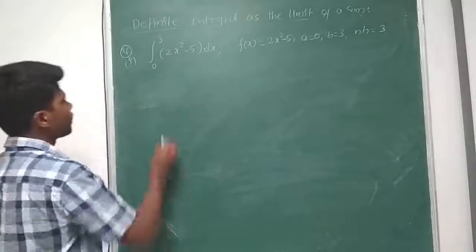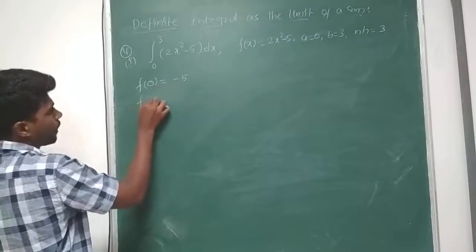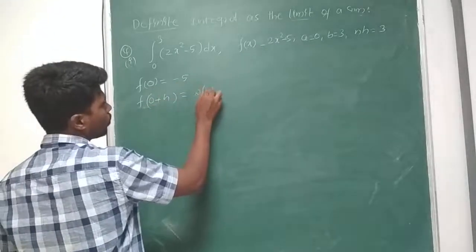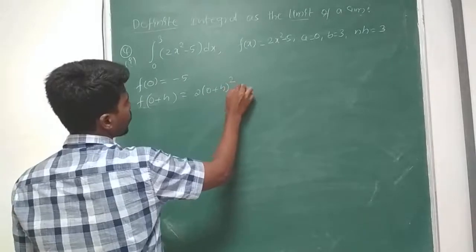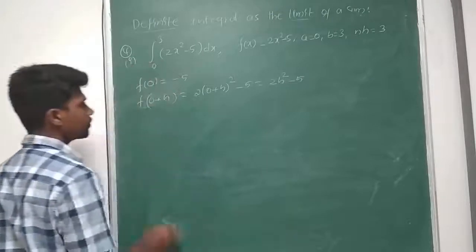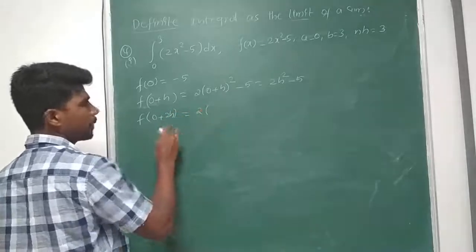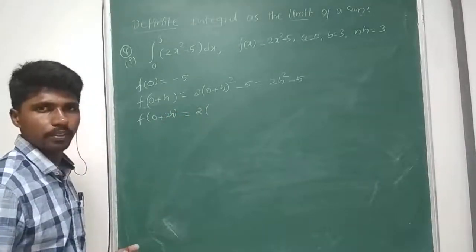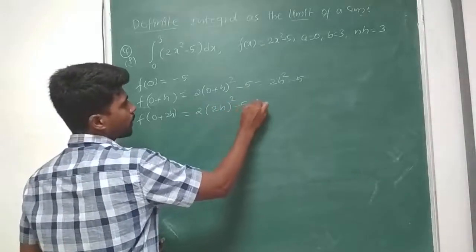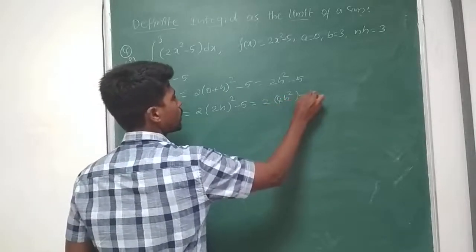So now f of a, the value of a is 0, so f of 0 is minus 5. F of a plus h, so 0 plus h, is nothing but 2 into 0 plus h whole square minus 5, which is 2 into h square minus 5. F of 0 plus 2h is 2 into 2h the whole square minus 5, which is 2 into 4h square minus 5.